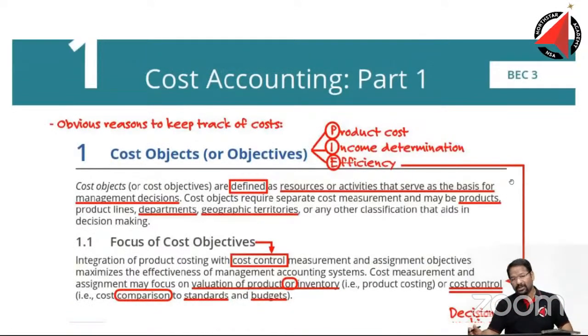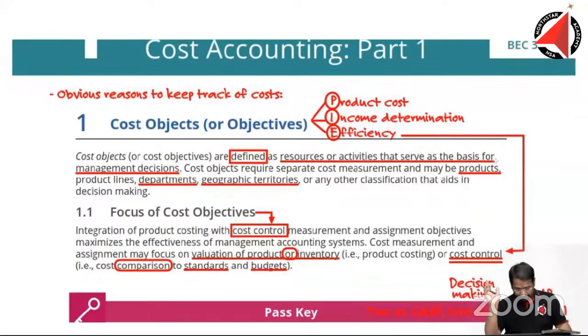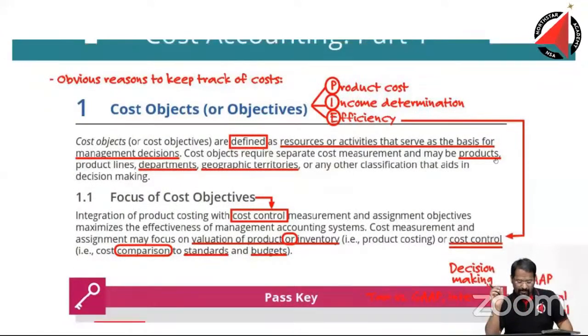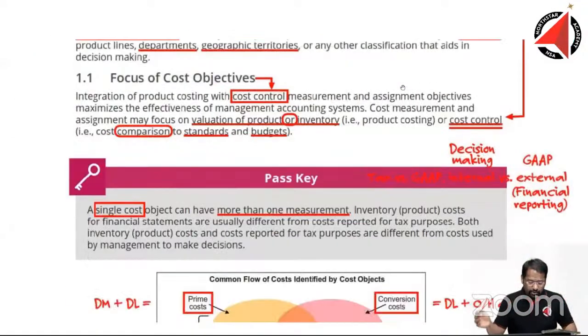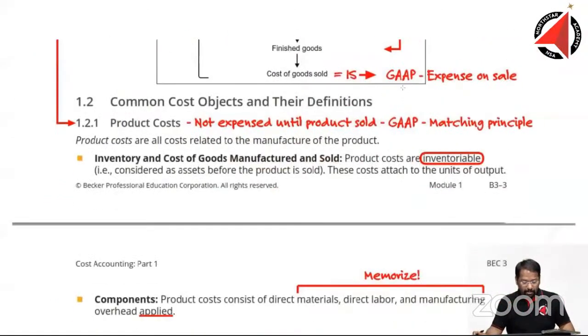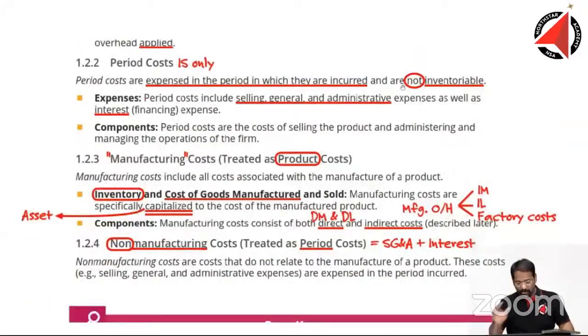Now, what are we going to study in cost accounting? Let's go slowly, one by one. First one, cost object. What is cost object? Cost object basically talks about recording of the cost in a particular cost center. Let me explain this. We are going to study cost object, and then we are going to talk about common cost, product cost, components, a lot of concepts.